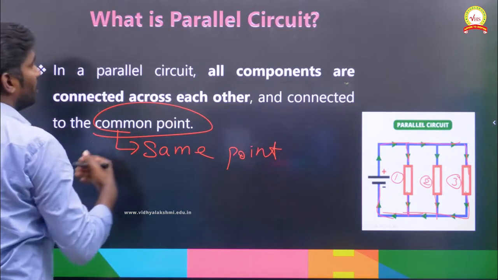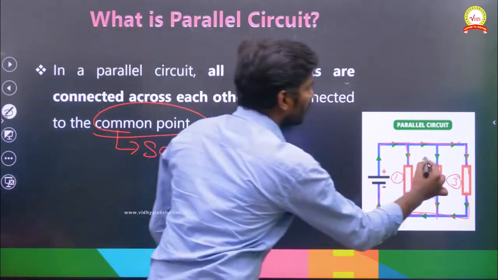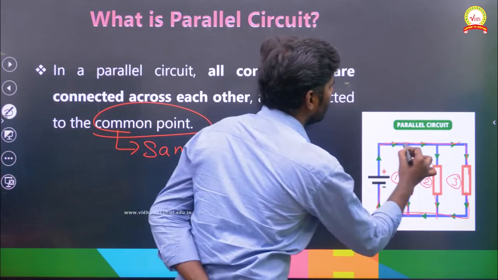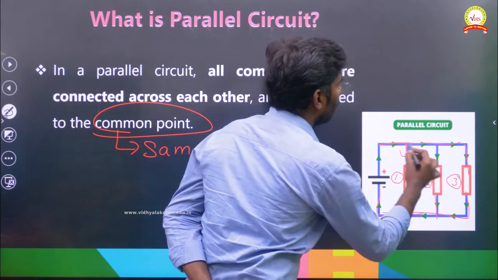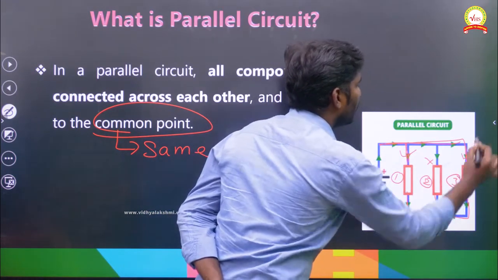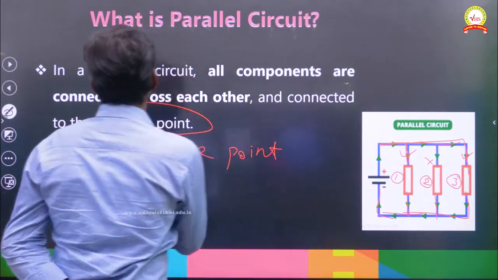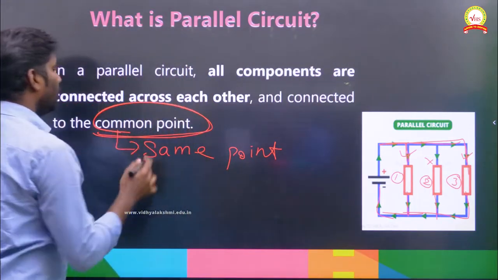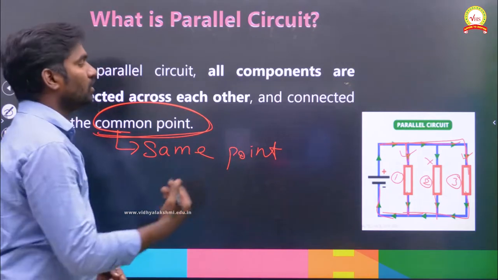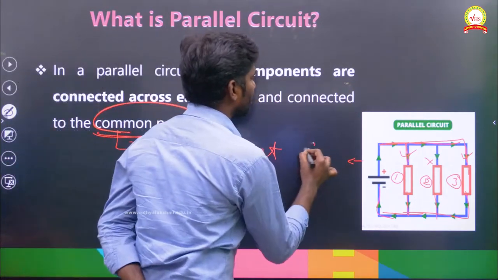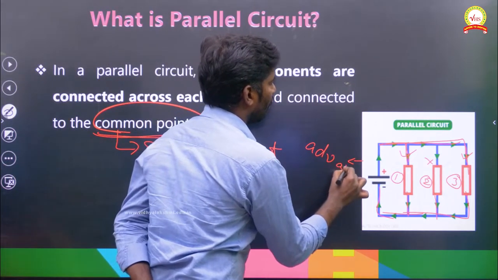Whereas if you are going to the parallel, right? Suppose if the second component is not working, here the current can flow over here. Likewise the current can flow in this also. Why? Because all the components are connected to the common points over here. So this is one of the advantages of the parallel combination.